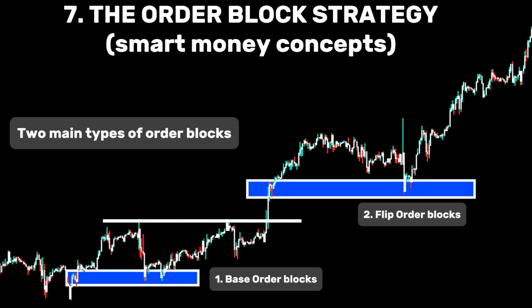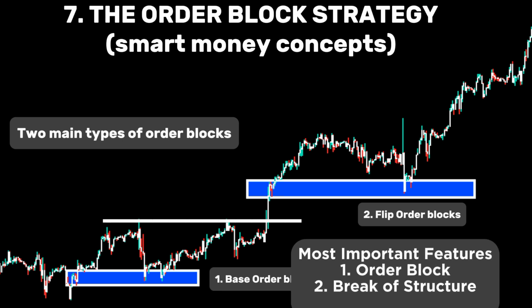But the two most important features are the order block and a break of structure. The rule is that price must break the last structure of the market before returning to the order block. And after that, when the market returns, you look for a good entry candlestick to enter the trade with. Order blocks are very simple, but most traders complicate them a lot.